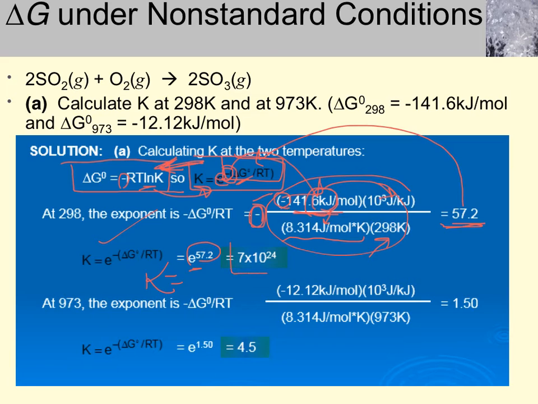Look at the K value. 7 times 10 to the 24th. That is an absolutely huge K value. This reaction is very, very swayed toward product. And since K is very large, we expect the reaction to be quite spontaneous.